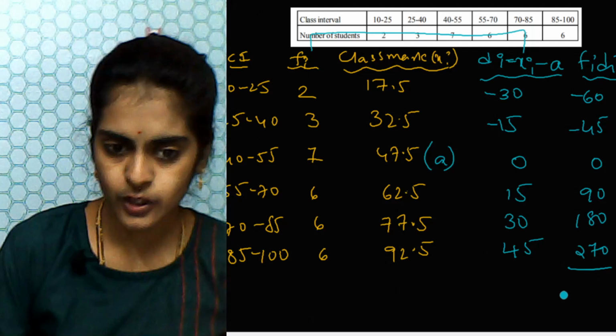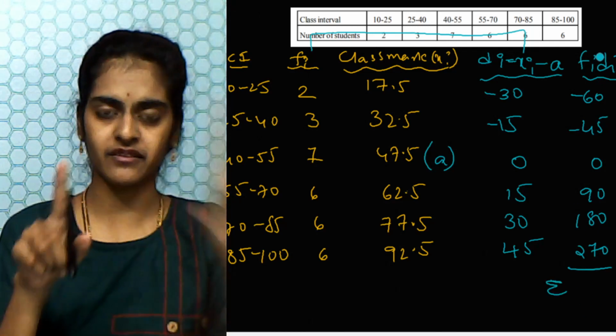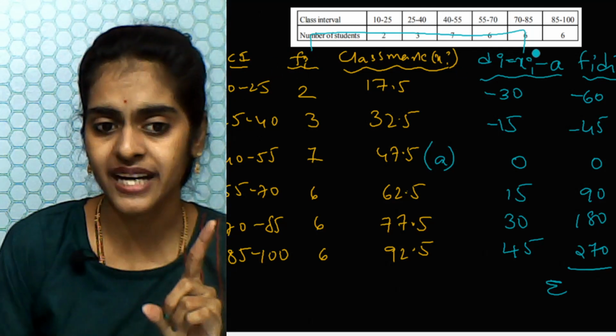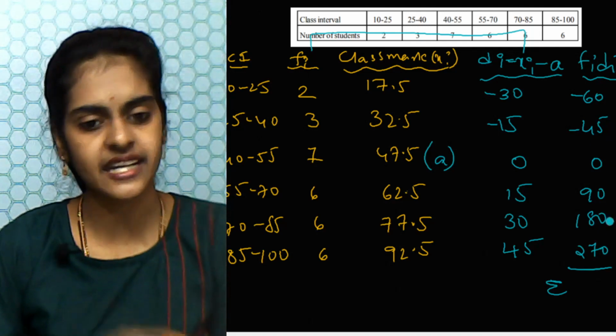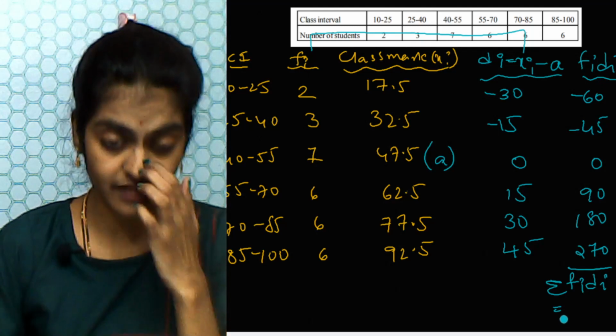So now the last step is again you will add whatever multiplication you are taking with frequency. With frequency you have multiplied deviation, so FiDi value you found out. Now all the FiDis you will add. So that is summation of FiDi. This will give you what?